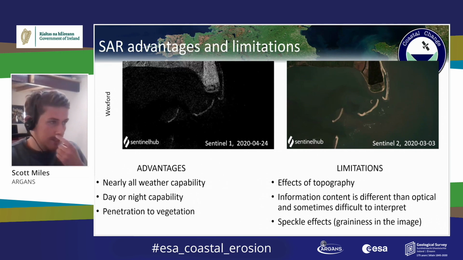So here you can see on the left image the same location, but in low wave conditions. And the coastal features here are much easier to identify around Wexford Harbour. Another limitation is the effect of the topography. As the satellite is viewing the coast from an angle rather than from directly above, if there's any high cliffs in the area, this can cause error when calculating the position of the waterlines.